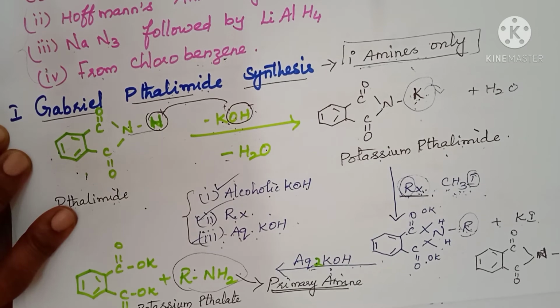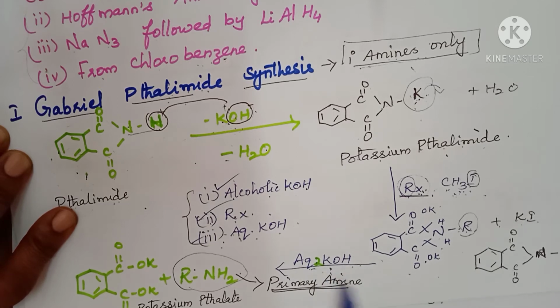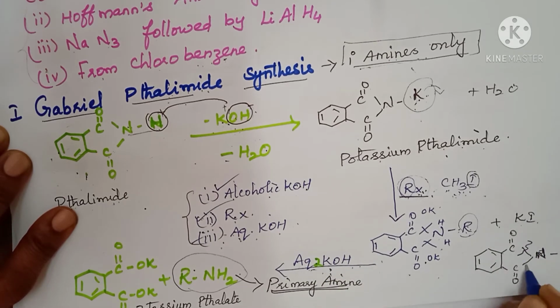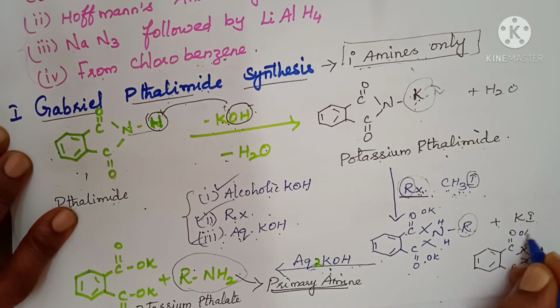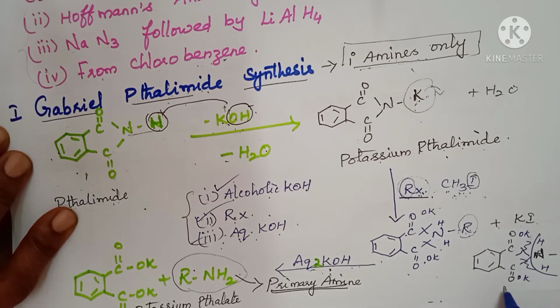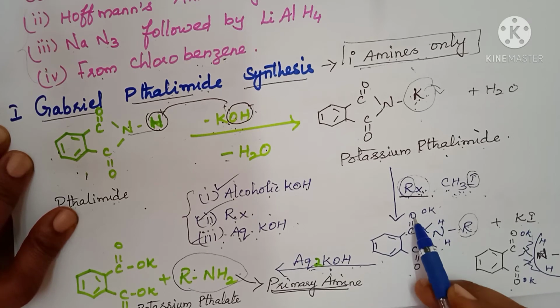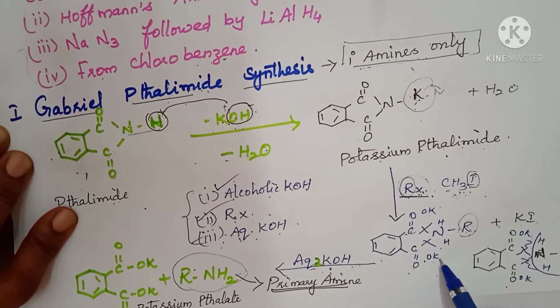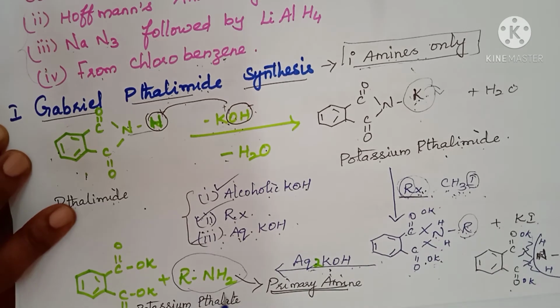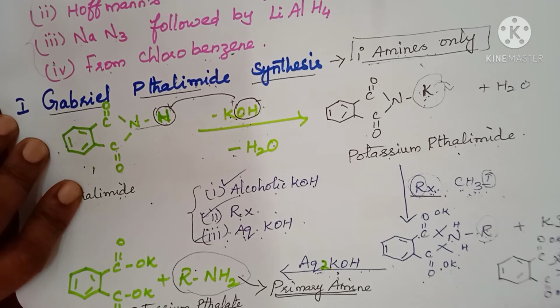Now what happened? When you add the third reagent, aqueous KOH, the bond breaks. From here the bond breaks, and from here also the bond breaks. Then in such a way it is here OK, here H, here also OK, and here H. So these are all in one compound, and you remember it in such a way. See here very clearly I have given COOK, here COOK, and then here NH2. You are getting a compound which is the main product.